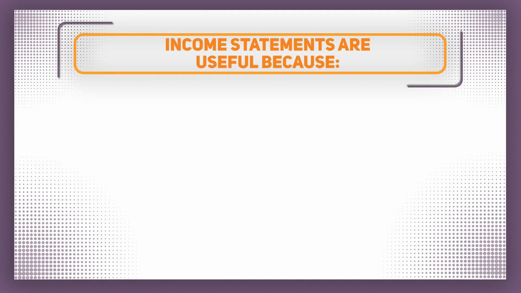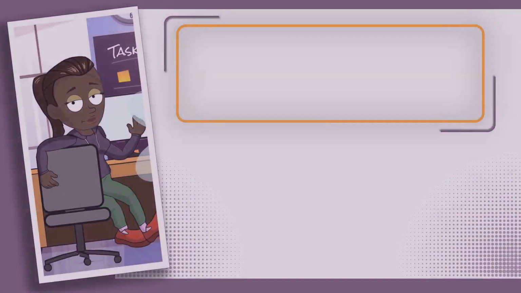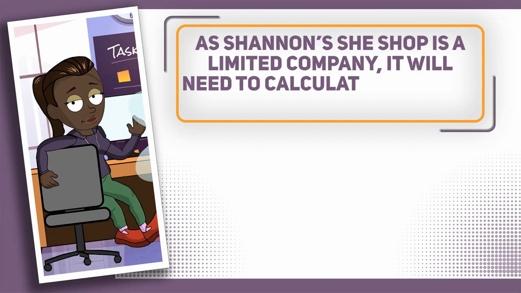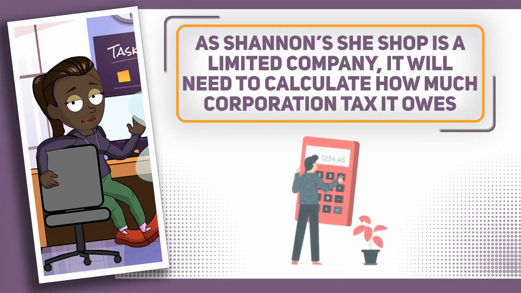So let's take a look at why it's so important for Shannon to have an income statement for Shannon's shoe shop. First of all, certain types of businesses have to produce an income statement for legal reasons, to calculate taxes. As Shannon's shoe shop is a limited company, it will need to calculate how much corporation tax it owes, which is a type of tax that companies have to pay to the government on the profits that they make.